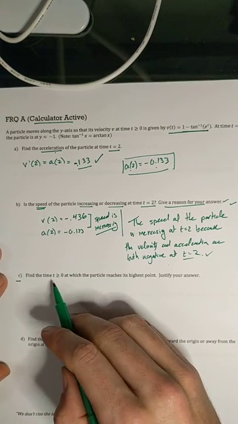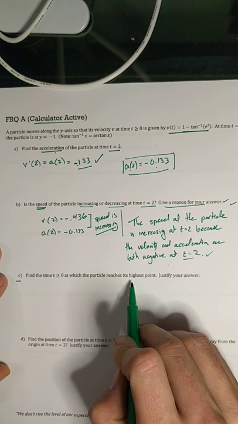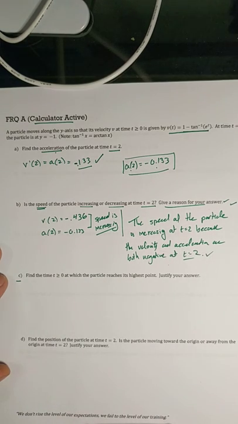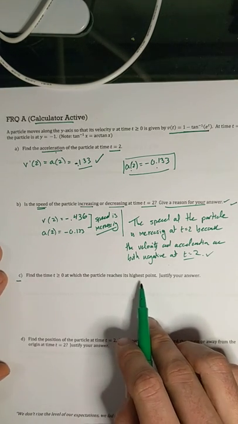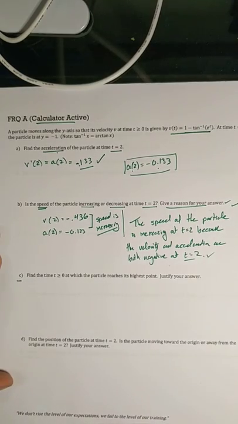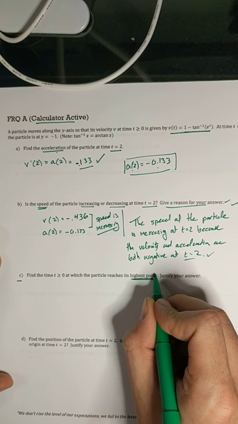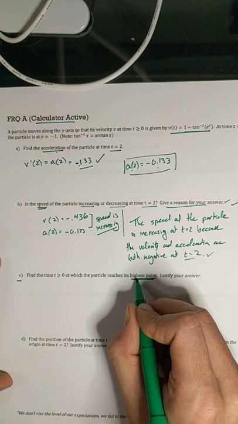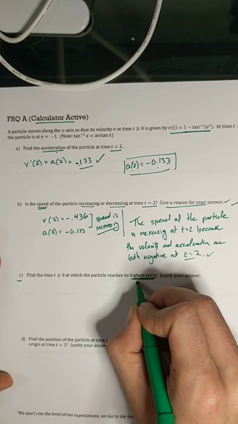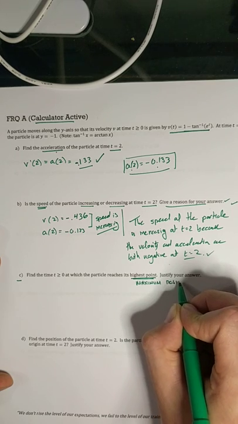Part C, for the time t greater than or equal to 0, find the time at which the particle reaches its highest point. Looks like I dropped the rest of the prompt here. Just a second. It says find the time t greater than 0 at which the particle reaches its highest point. No typo, never mind. So, reaches its highest point. If I'm talking about an actual point, we're talking about position. If I'm looking for the highest point, I'm looking for the maximum position.